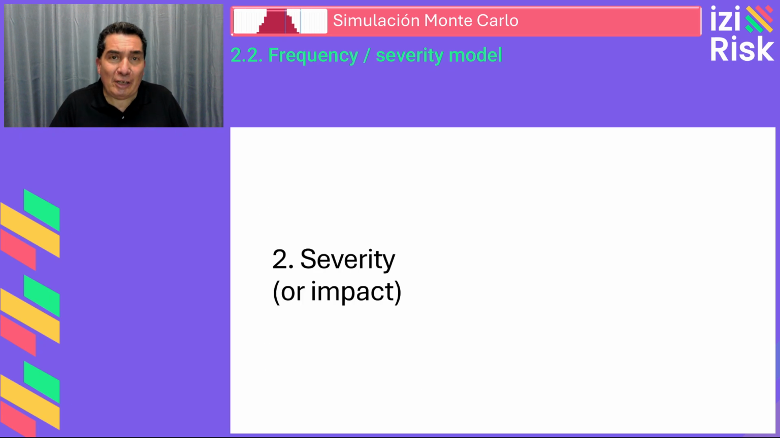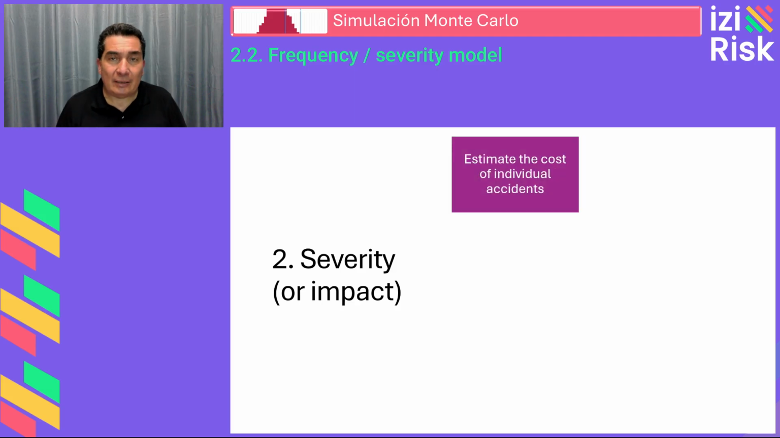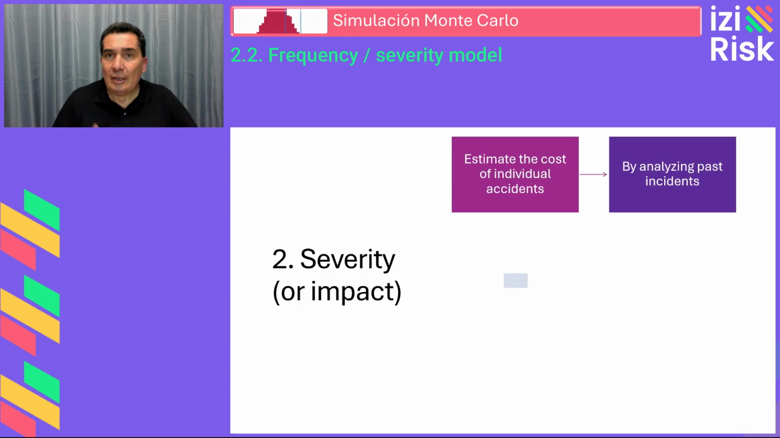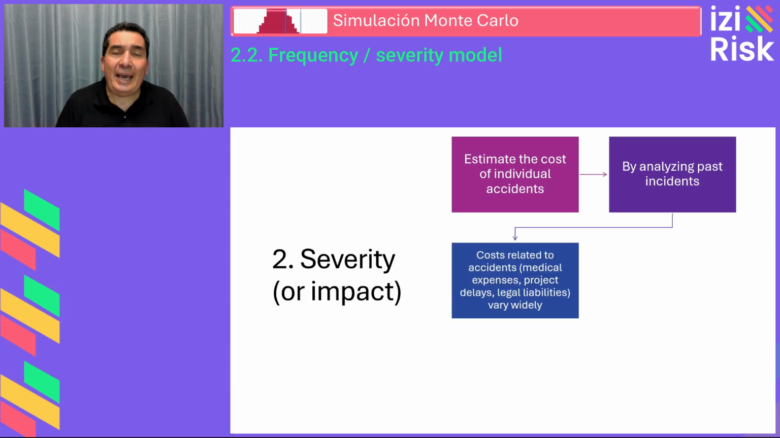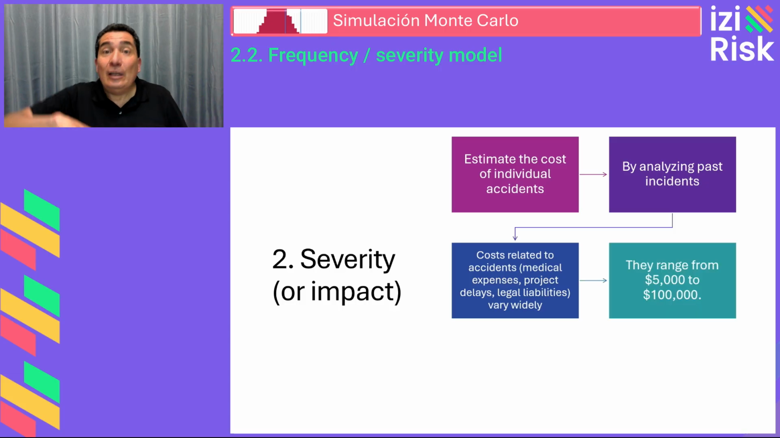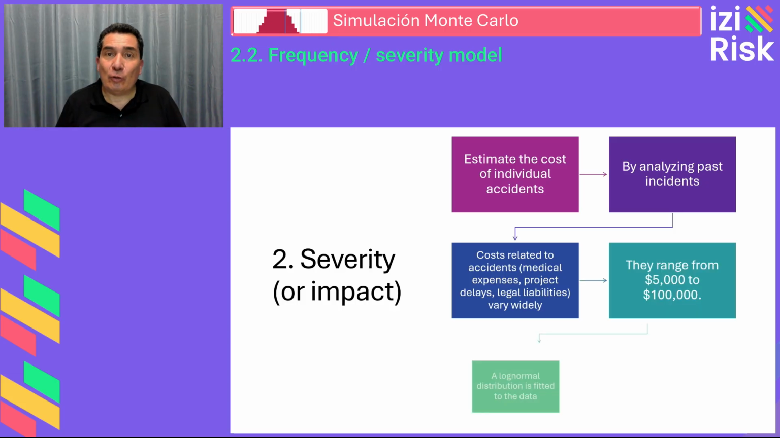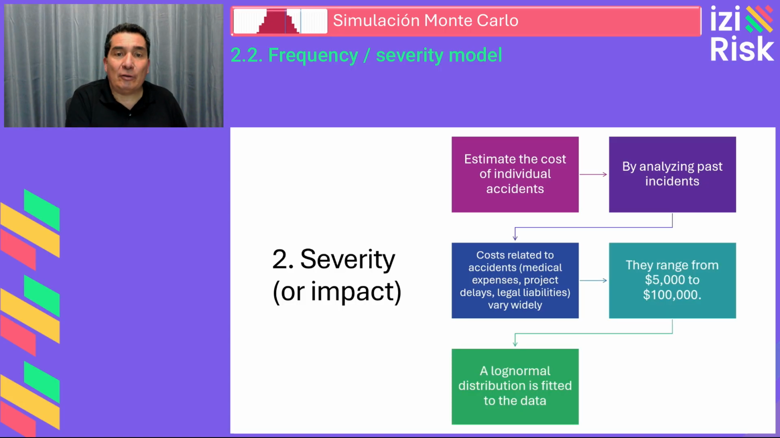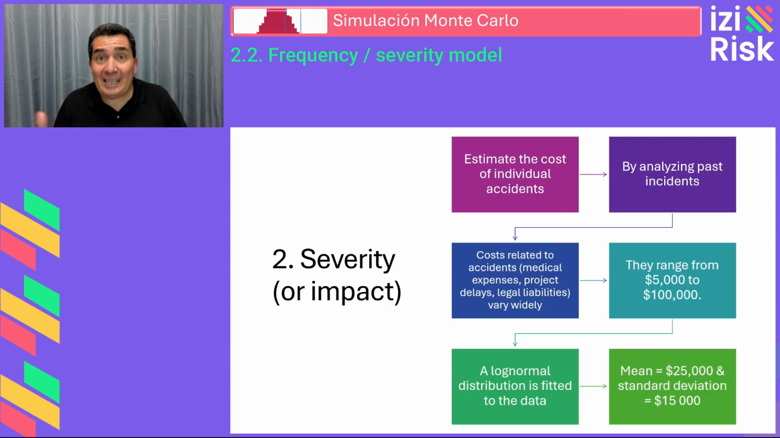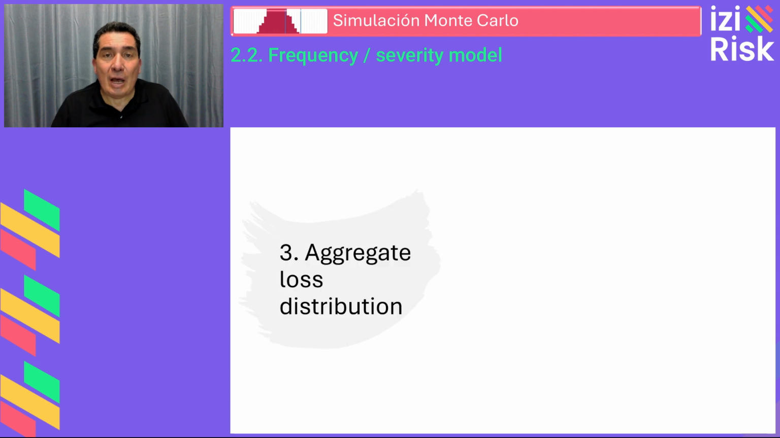Number 2, we measure severity or impact. The company analyzes past incidents and finds associated costs, medical expenses, project delays, legal liabilities, ranging from $5,000 as a minimum all the way up to $100,000 as a maximum. A log-normal distribution function with a mean of $25,000 and a standard deviation of $15,000 is used to model these costs. Number 3, we perform the Monte Carlo simulation.